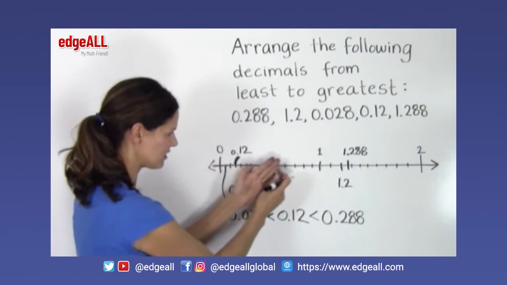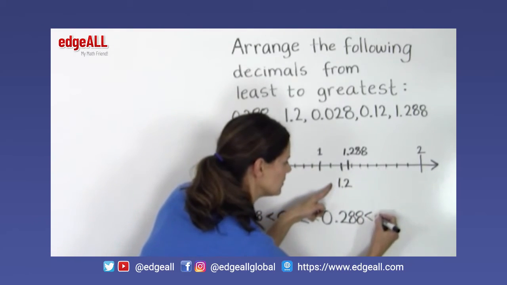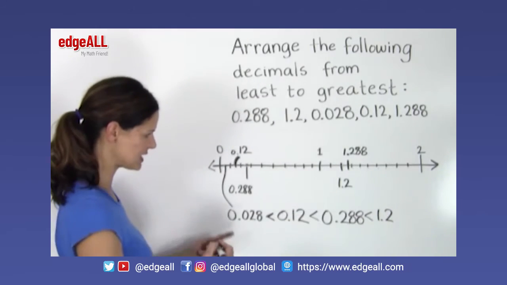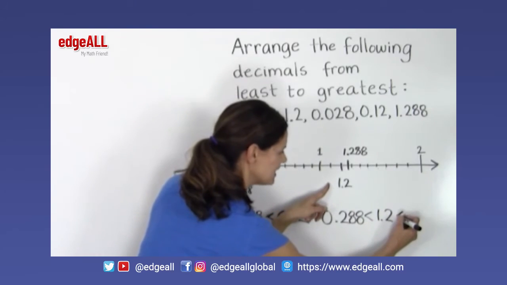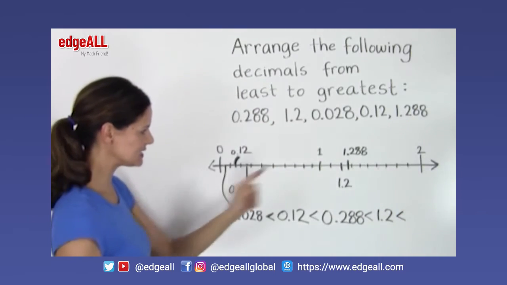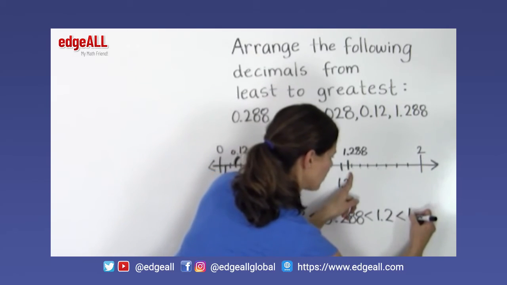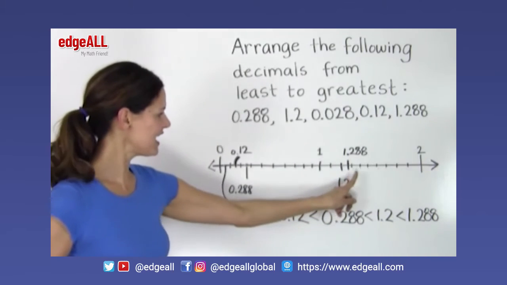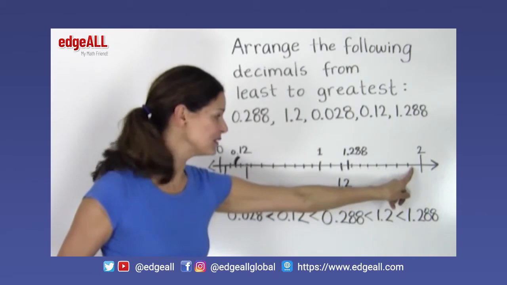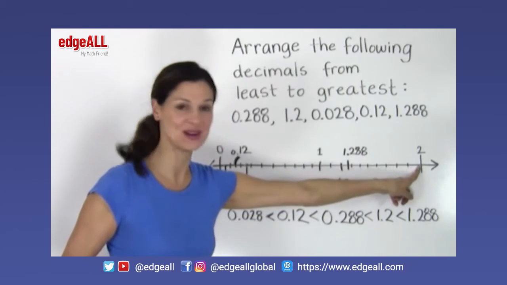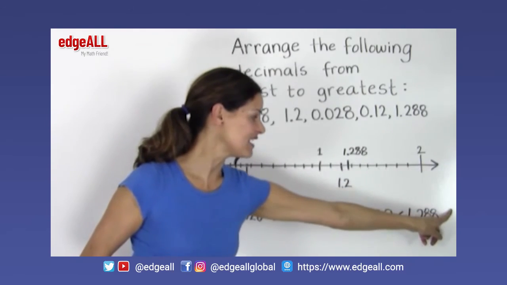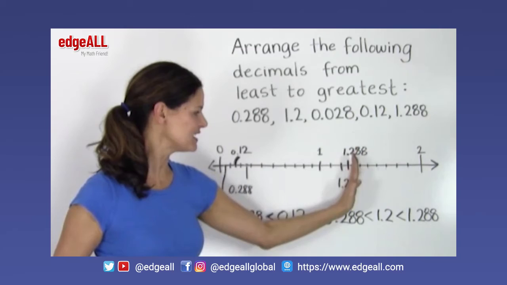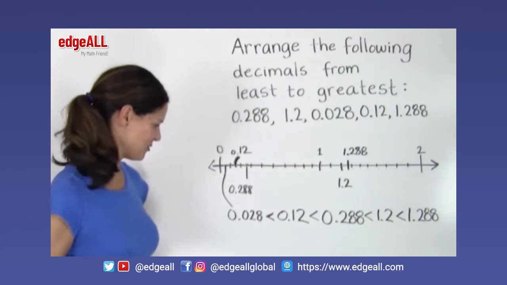Then I'm moving up here, and the next one I graphed was my 1.2. So 1.2 comes next in the ascending order of my numbers. And then my last one, the greatest number of my set, is this last one here, which is 1.288. If I had had a 1.9 or a 1.95 or some number way up here close to the 2, that would have been even greater than 1.288. But I stopped right here at my greatest number in my set, 1.288.